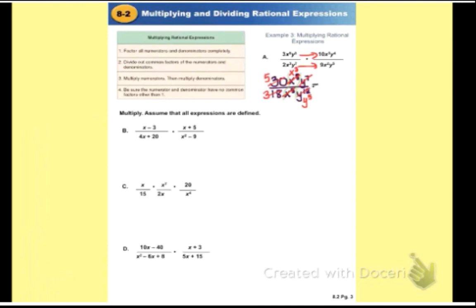So my final answer looks like this. There's a 5 and an x to the 3rd on the top, there's a 3 and a y to the 5th on the bottom. And so my final answer is 5x to the 3rd over 3y to the 5th.